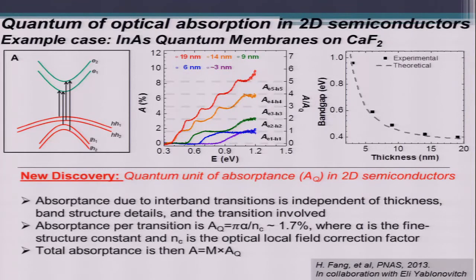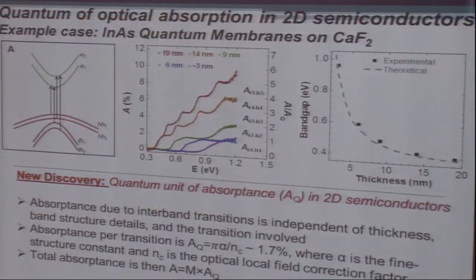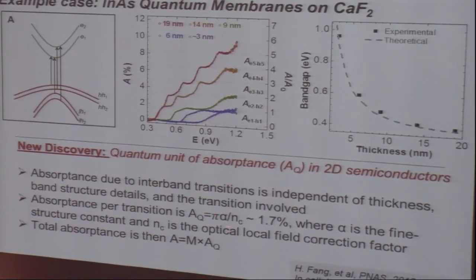The magnitude is exactly the same. This step is exactly the same, regardless of which inner band transition you look at, regardless of the thickness, regardless of whether it's 3 nanometer or 19 nanometer. And we were, in fact, able to theoretically show that you do expect that there is something that we call quantum unit of absorbance, which roughly ends up being 1.7%. There is no effective mass in it.